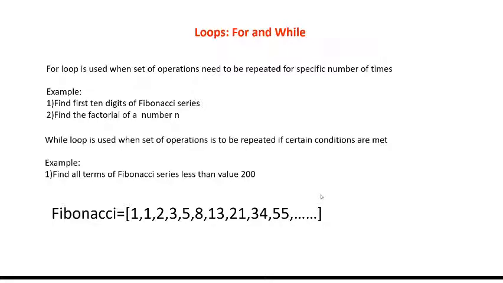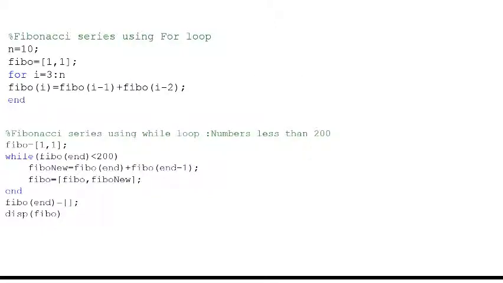So this is called a Fibonacci series, and we are going to find the first 10 digits of the Fibonacci series by using a program. If you want to specify the first 10 digits, then this code is useful. Here n is equal to 10.